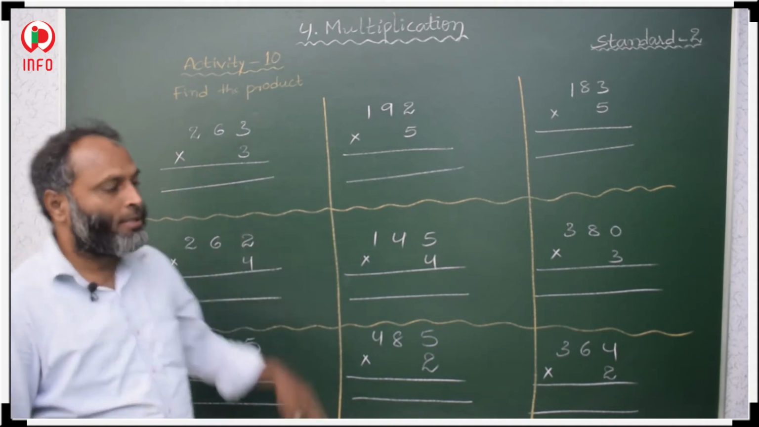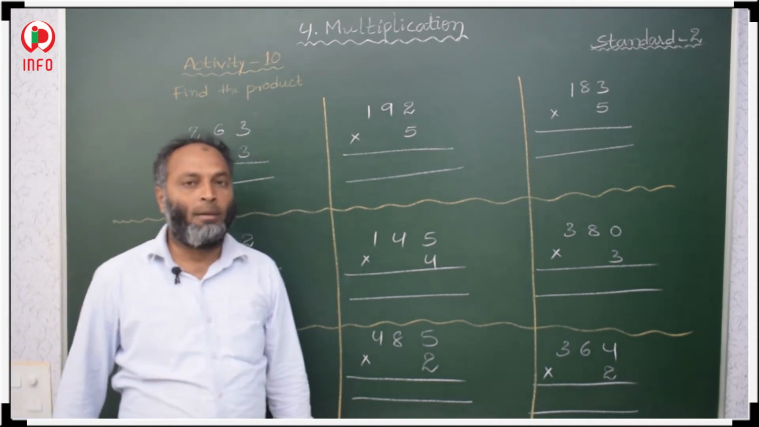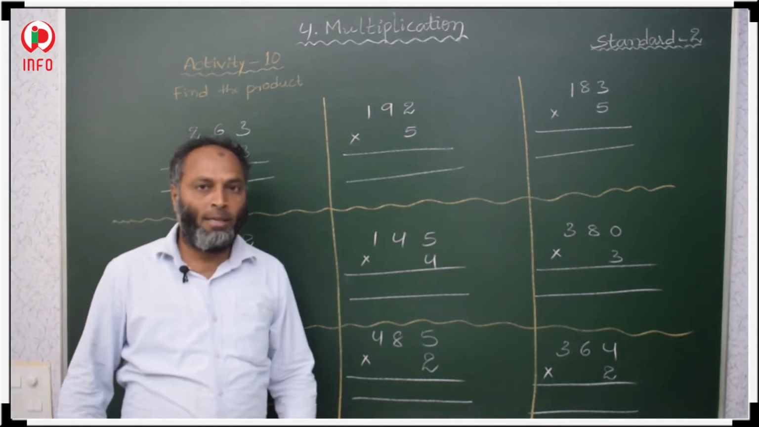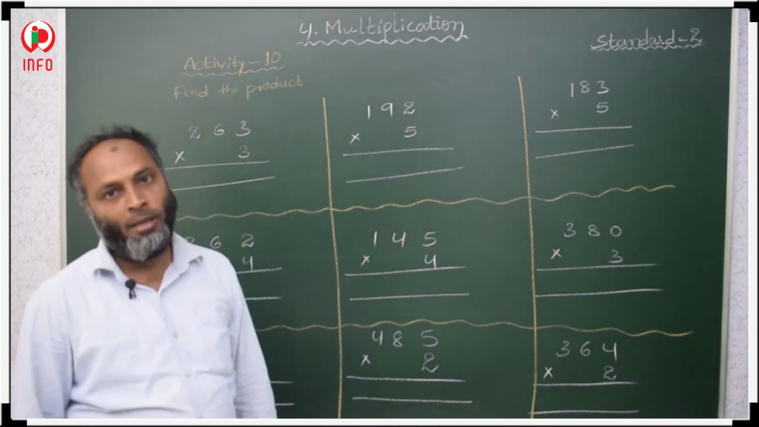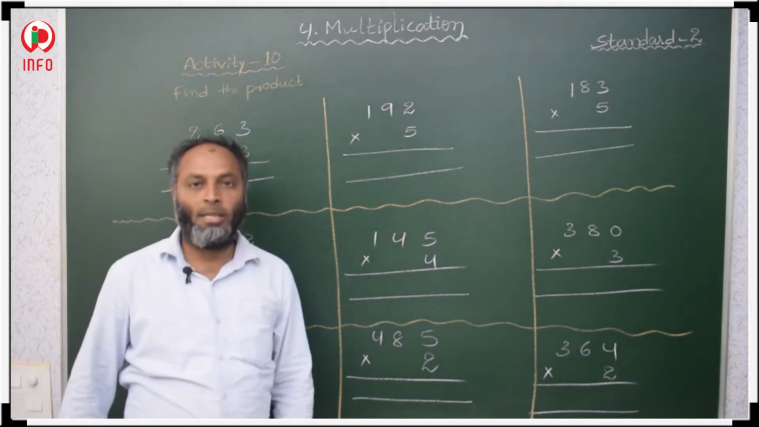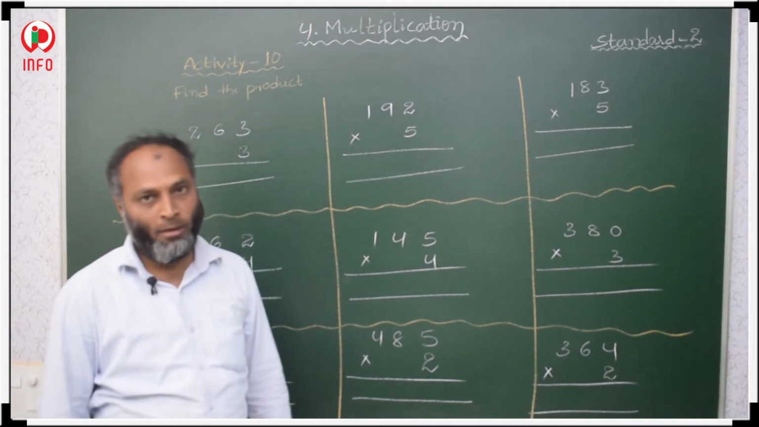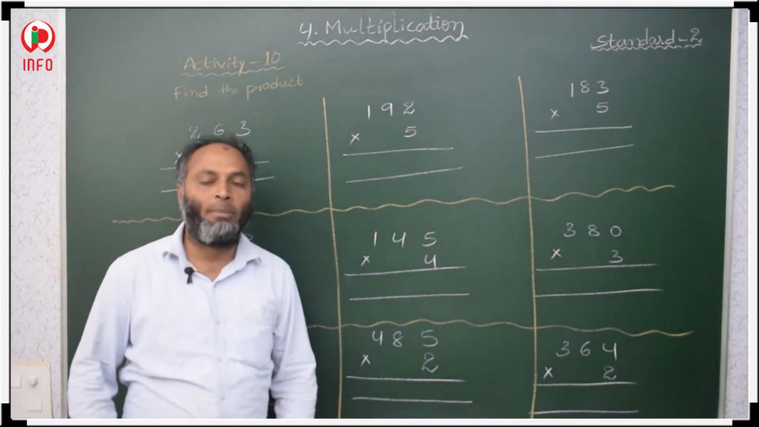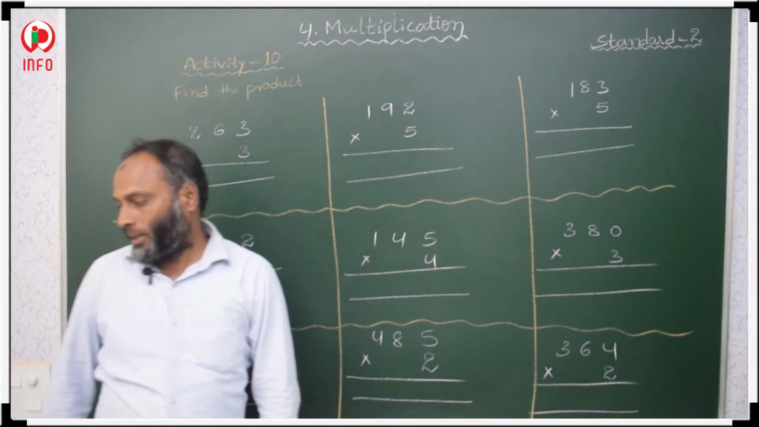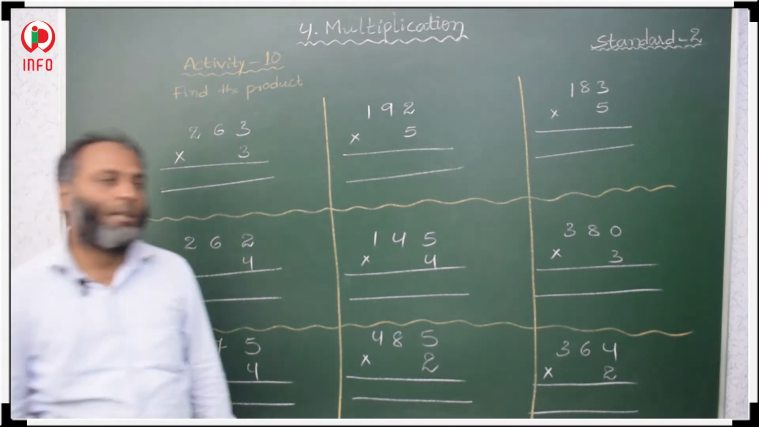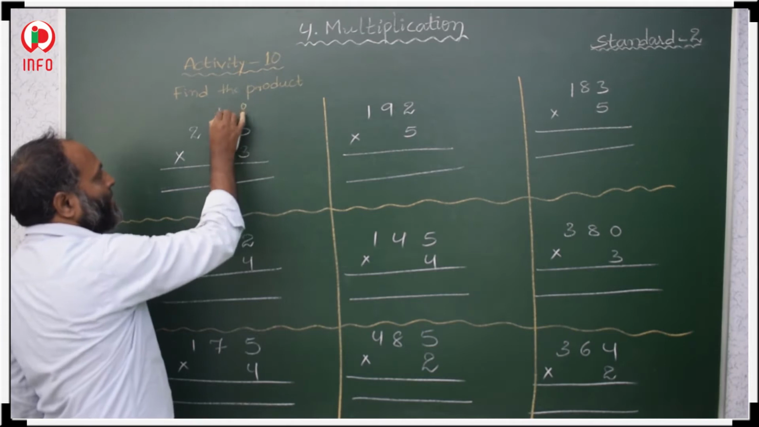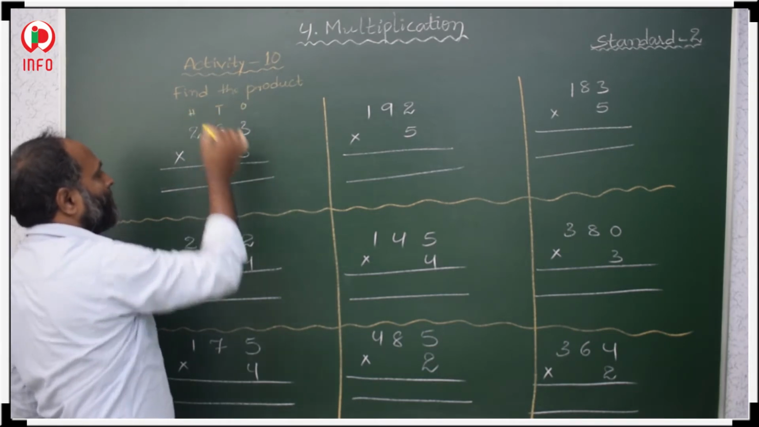Activity 10. This activity is based on multiplication of a 3-digit number with a single digit number, here with regrouping, so this multiplication is based on regrouping. Here 3-digit numbers are given, and we have to multiply each with a single digit number. Then how to multiply with a single digit number? See here, first ones place, tens place and hundreds place.